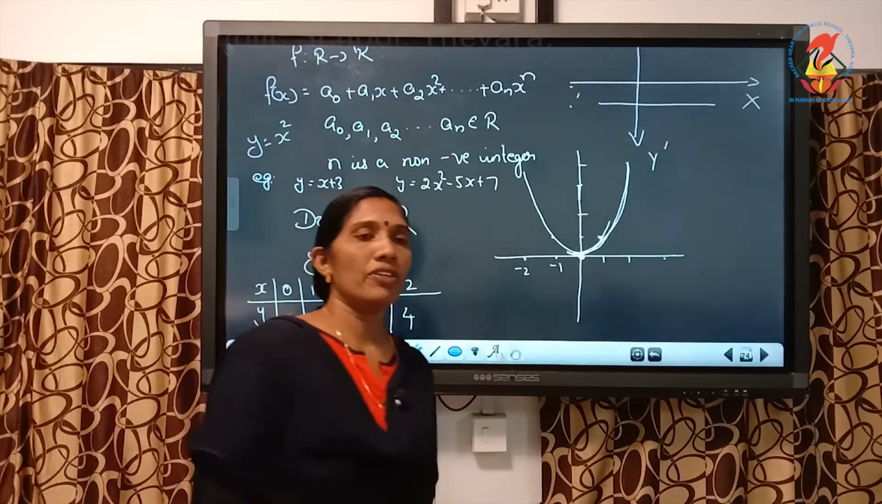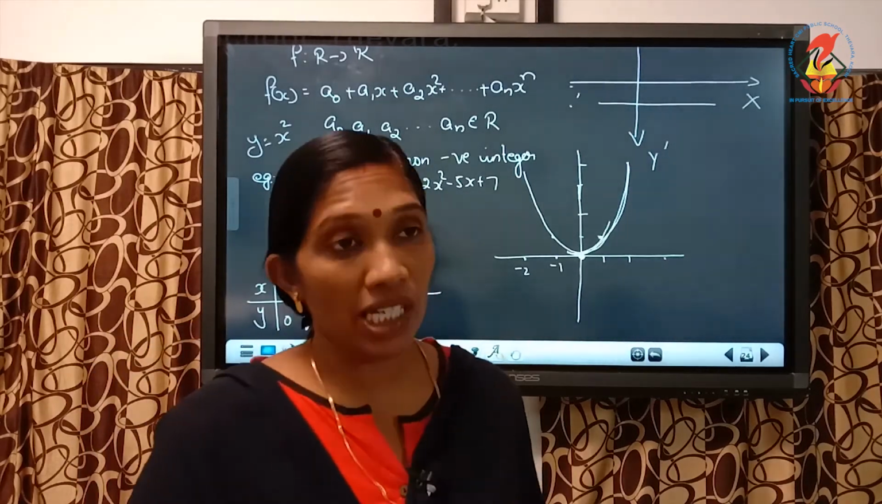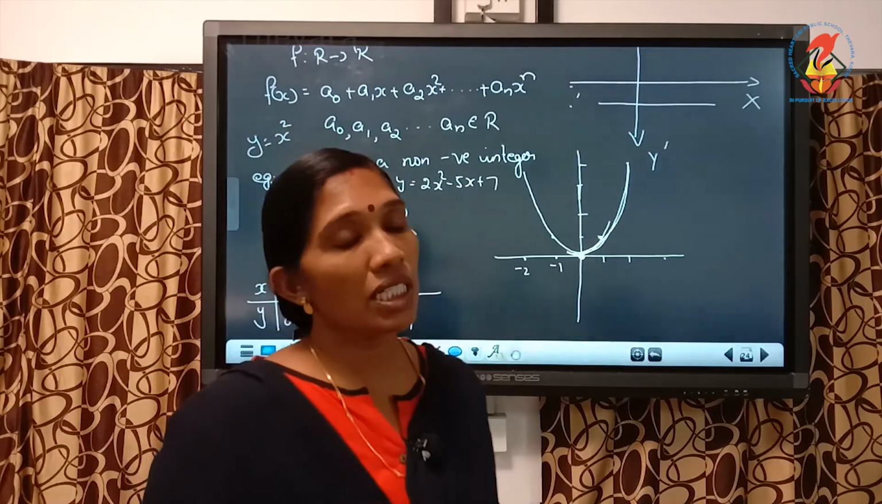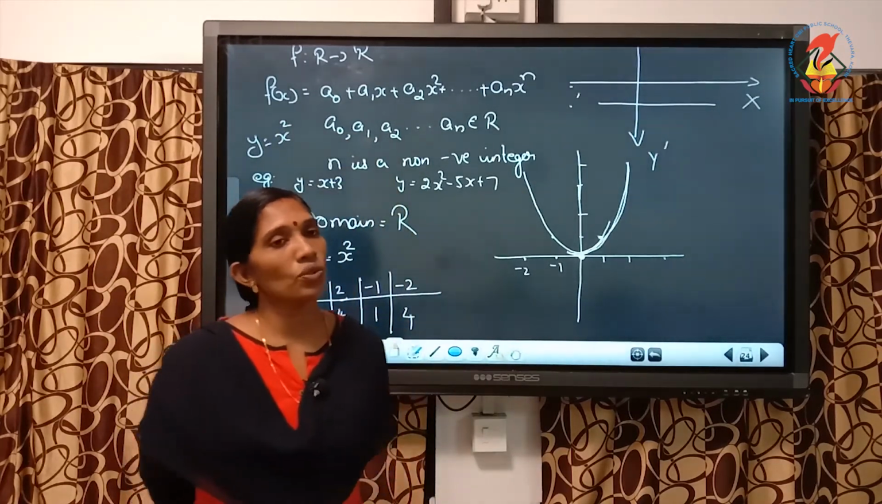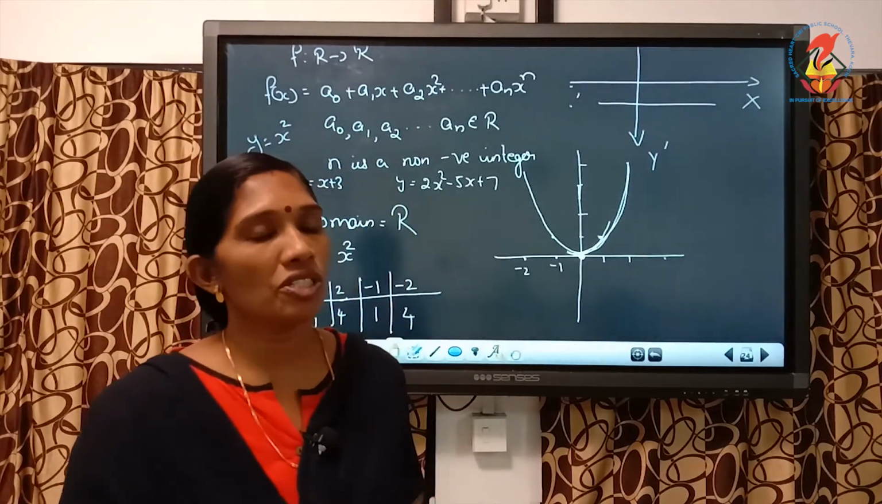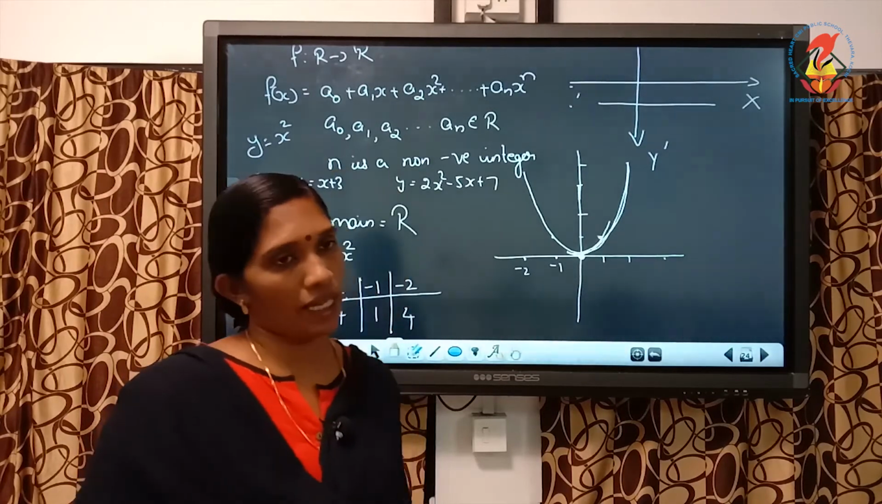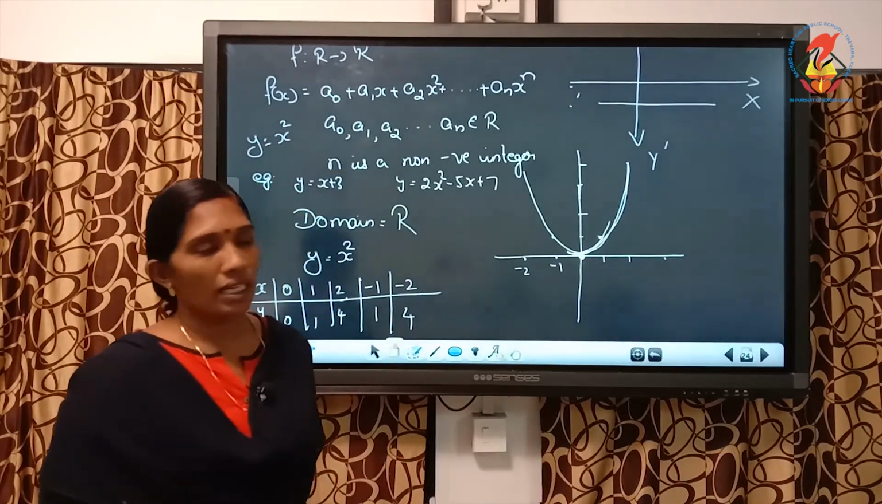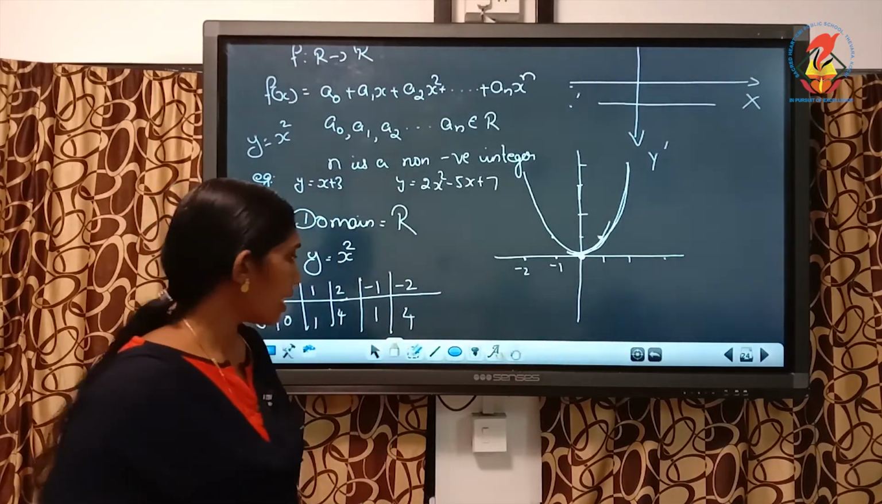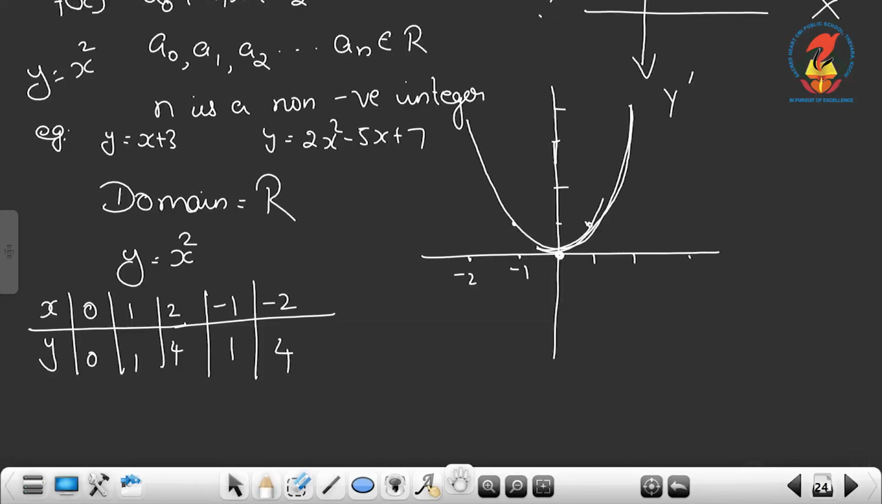Unlike the identity function, whose graph is a straight line passing through the origin, and the constant function, whose graph is always parallel to the x-axis, for the polynomial function we can't say anything, and generalization is not possible.